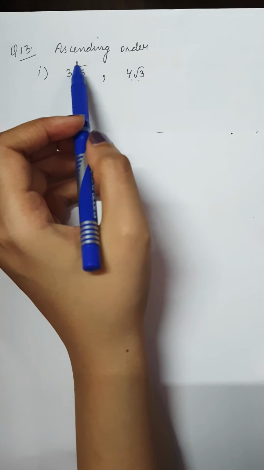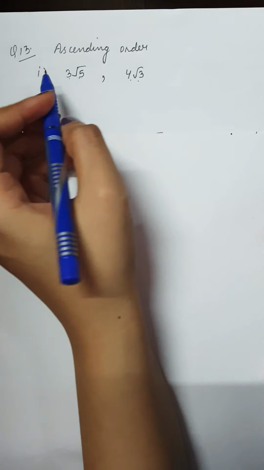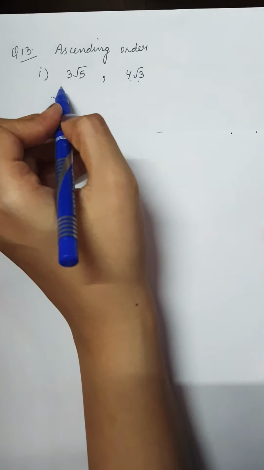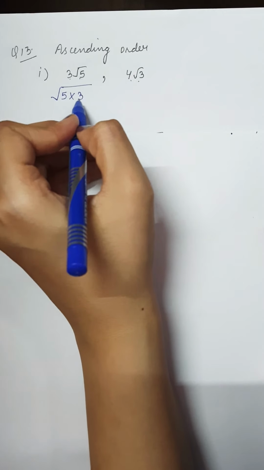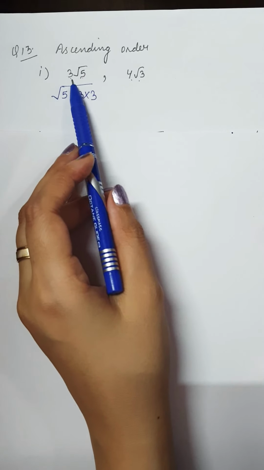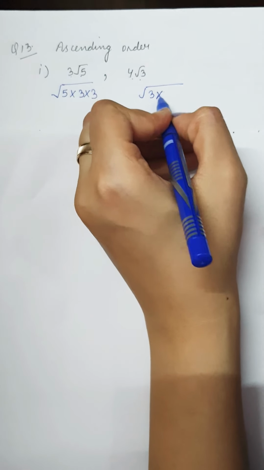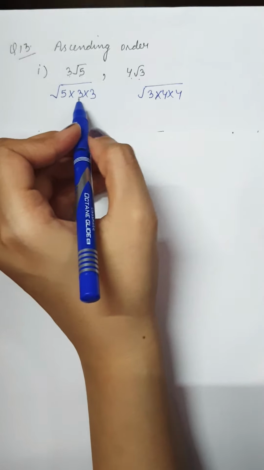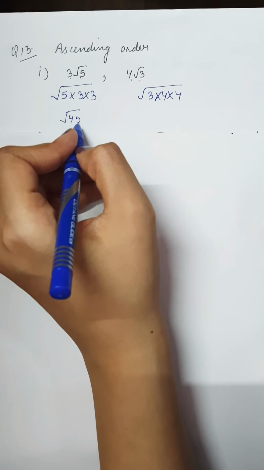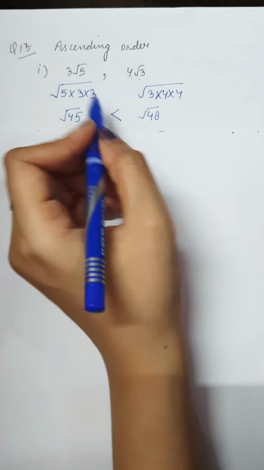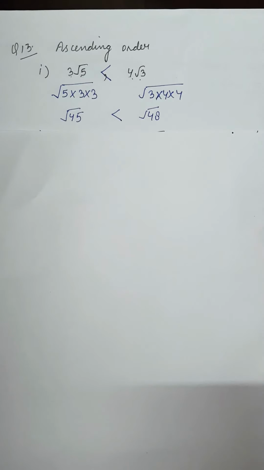Okay. So to arrange it in ascending order, first we will shift this 3 inside. Since we have a root sign, we need to shift it this way: 3 into 3, 2 times. So when we shift it outside, this will be a single 3. Same way, if I have to shift 4 inside, it is 3 into 4 into 4, 2 times. So when I solve, this is under root 45 and this is under root 48. Simply, this is greater.